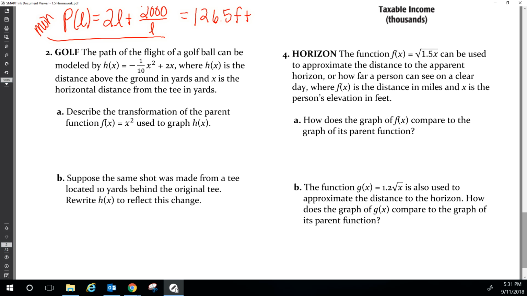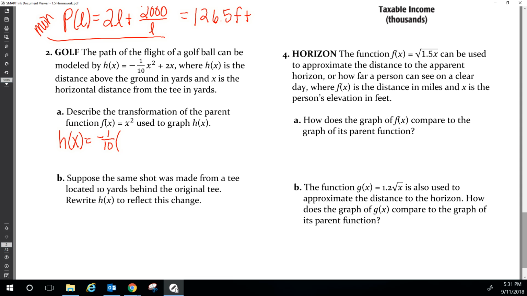This guy here is in standard form. We need to get it into vertex form. How do we do that? So the answer to that is we need to write it in vertex form by completing the square. So I'm going to pull this 1/10 out. That's the first step to completing the square.